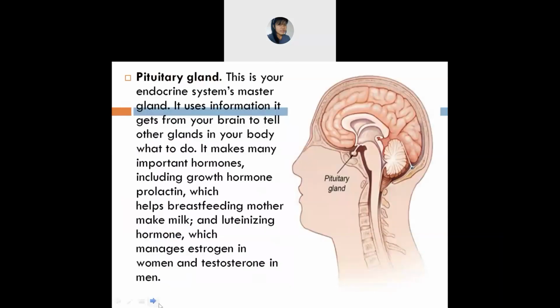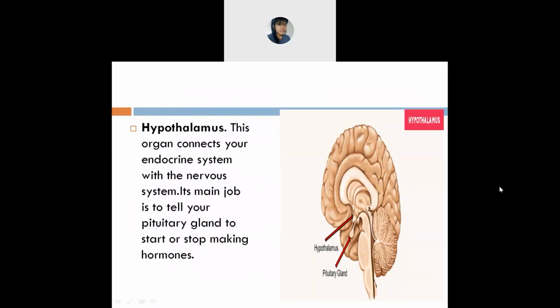Okay, the pituitary gland I won't discuss, because it's already in your endocrine system. Okay, so let us discuss the hypothalamus. The hypothalamus is an organ which connects your endocrine system and also deals with your nervous system as well. What is the main job of this hypothalamus? The main job is to tell your pituitary gland to start or stop making hormones.